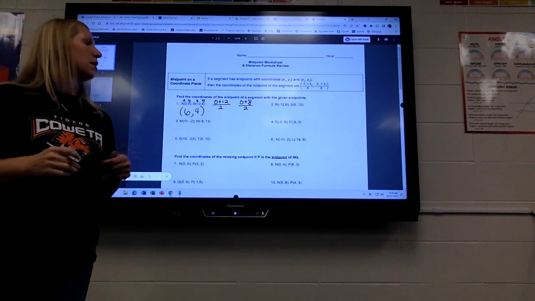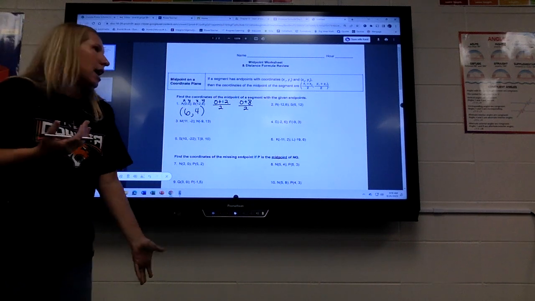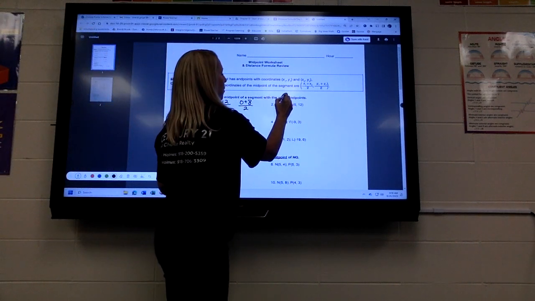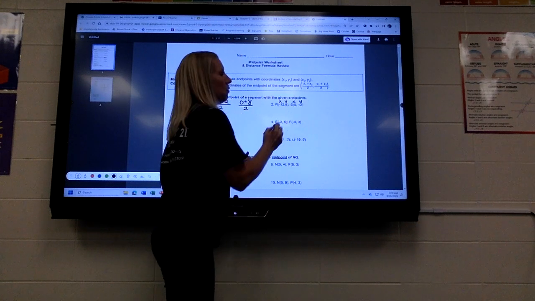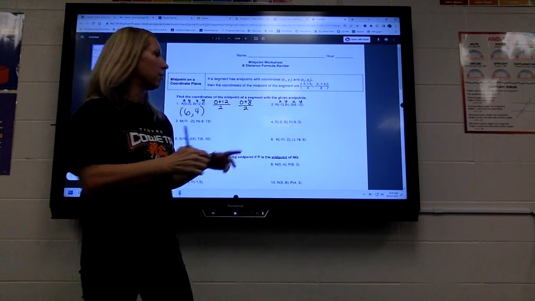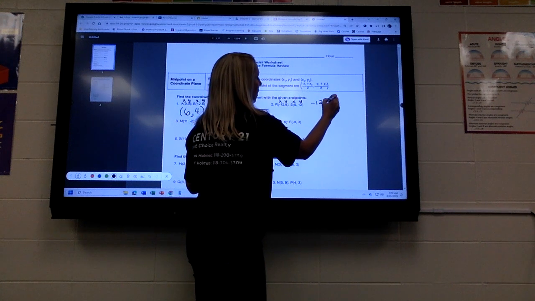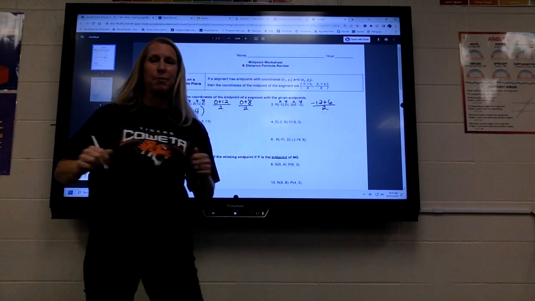So I'll look at one more that maybe is not quite as easy. So remember, your points are x comma y, x comma y. So you just add your x's together, negative 12 plus 6, and then divide by 2.